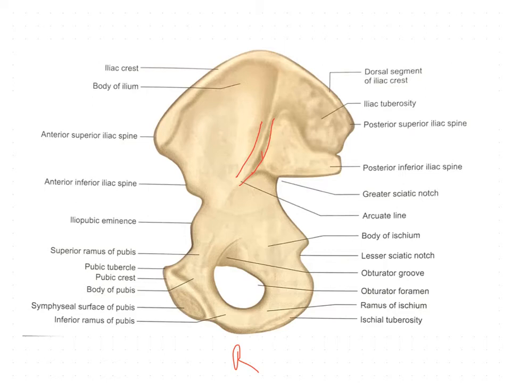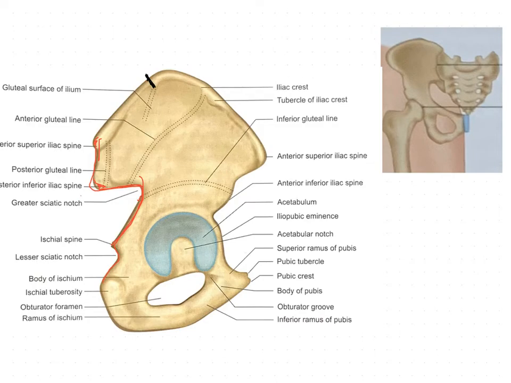Now coming to the gluteal surface. So again we'll move on to the external aspect. The gluteal surface is the outer surface of the ilium, which is convex in front and concave behind, like the iliac crest. It is divided into 4 areas by 3 gluteal lines.